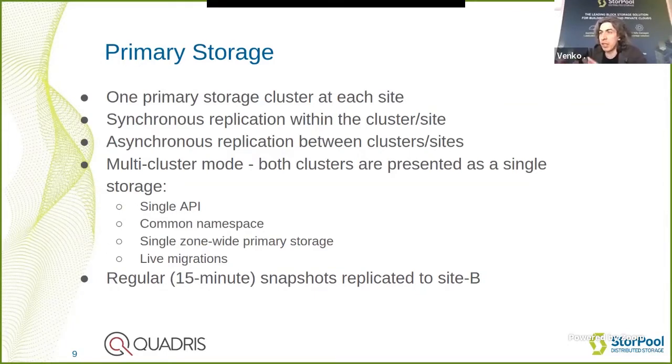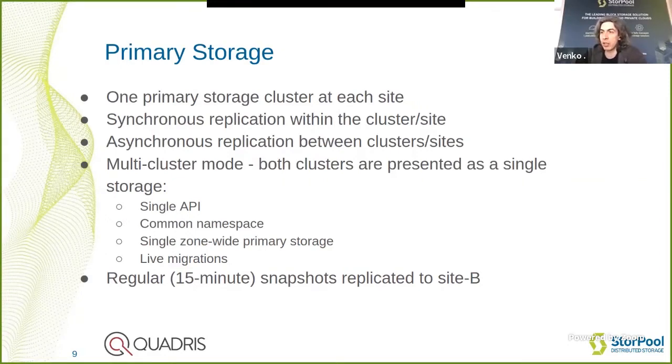As I already mentioned, the two clusters operate in a multi-cluster mode. So both clusters are presented as a single primary storage system. It provides a single API, a common namespace, so all the volumes, all the snapshots are visible. It is a zone-wide primary storage, so all the KVM hypervisors can see this primary storage and can use it.